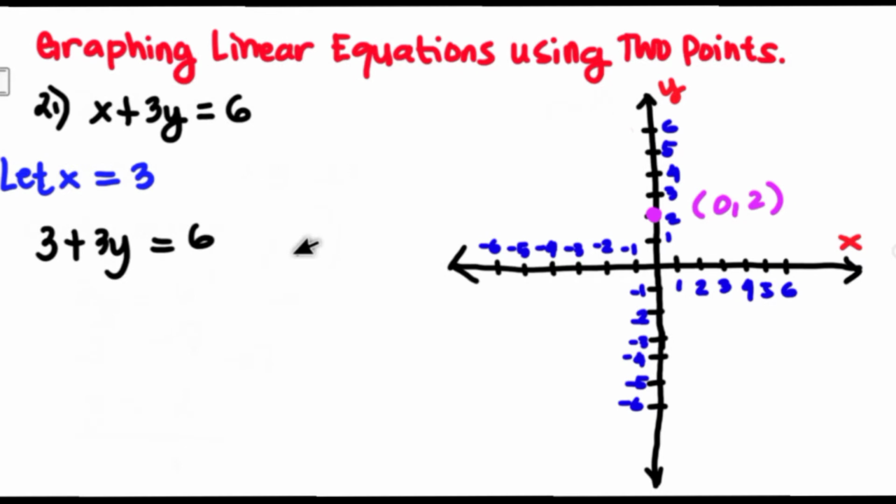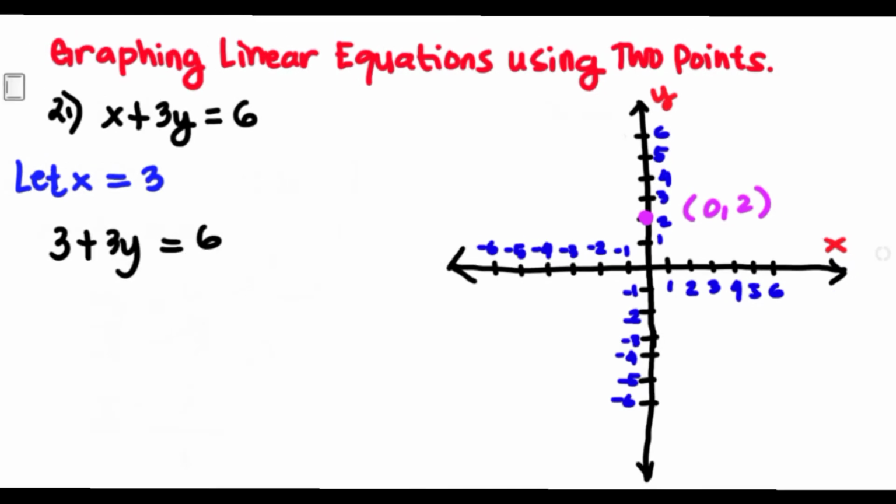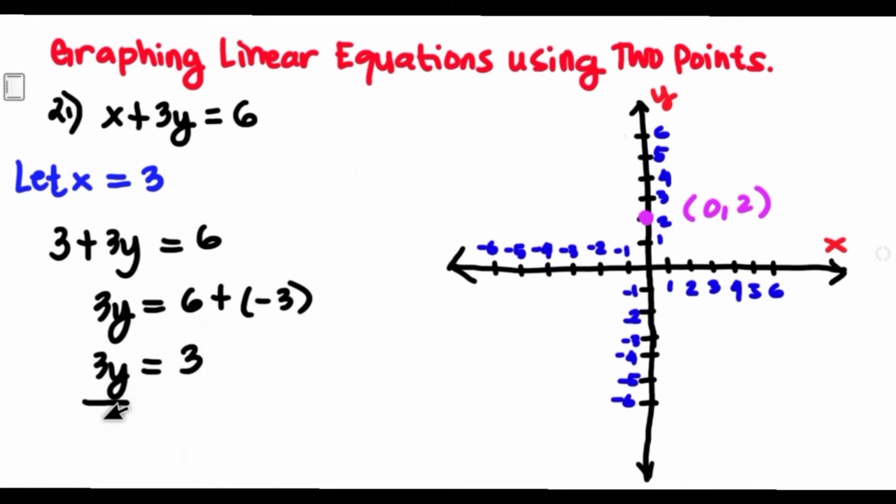And then, para si 3 ay mapunta po sa kanan, we will add negative 3 to both sides. So, makakancel na siya sa left. Magiging 3y na lang to. So, si 6 ay i-add natin sa negative 3. So, 3y is equal to 6 plus negative 3. That is positive 3. And then, divide both sides by 3 para makancel yung 3 dito. So, y is equal to 1.